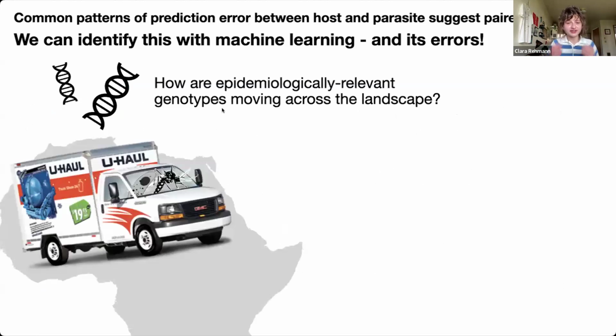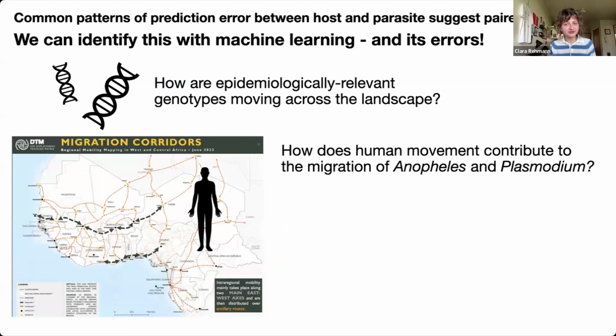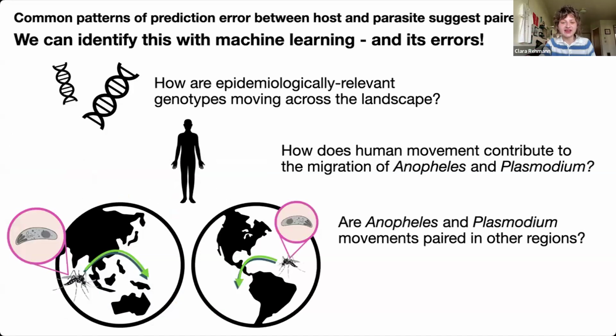The next things that we're interested in looking at with this system are what genotypes are moving across the landscape. Are particular ones moving together more often? Are they epidemiologically relevant? We're also interested in how human movement contributes to these paired migration patterns. Obviously, we move farther distances than mosquitoes do, and human migration corridors tend to align along those same axes of error that we see. And lastly, we want to see if we can identify these paired movement patterns in other parts of the world where there are Anopheles and Plasmodium.